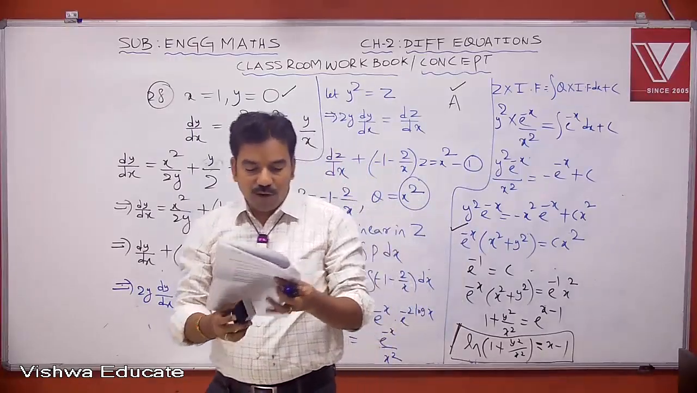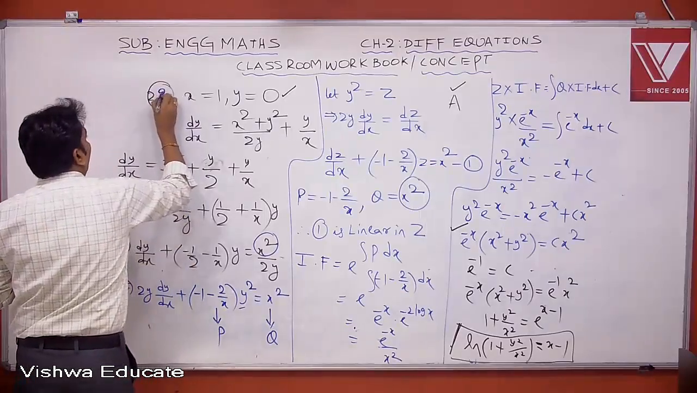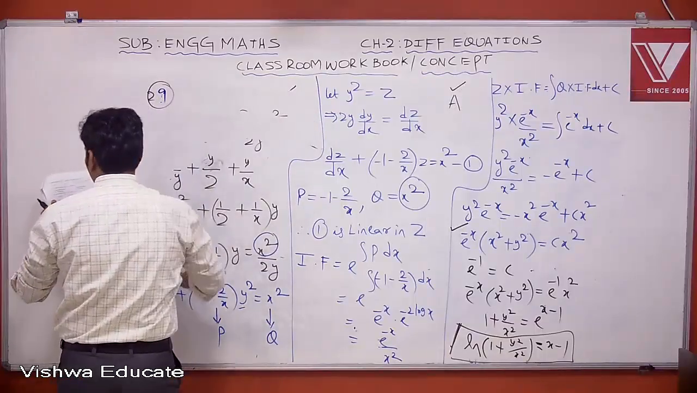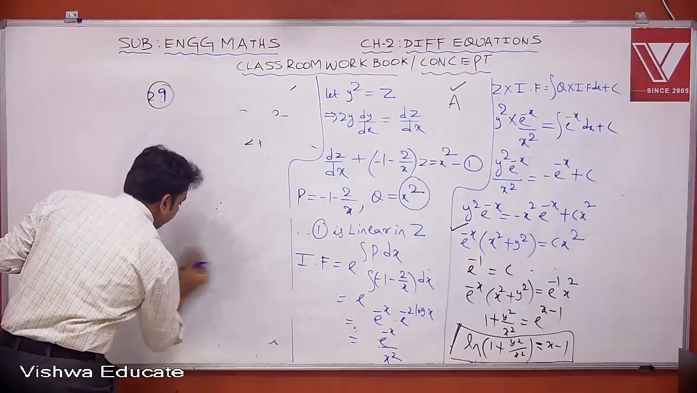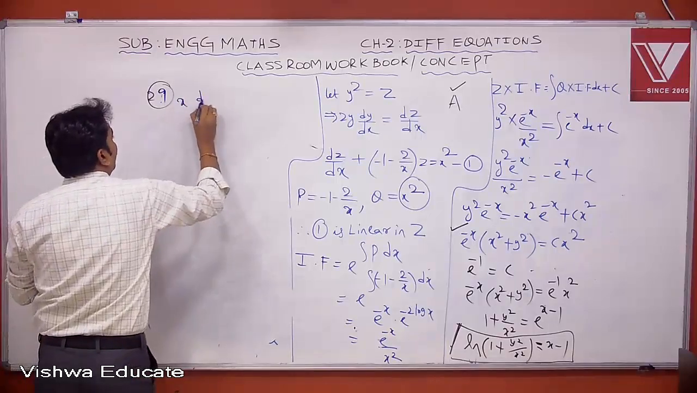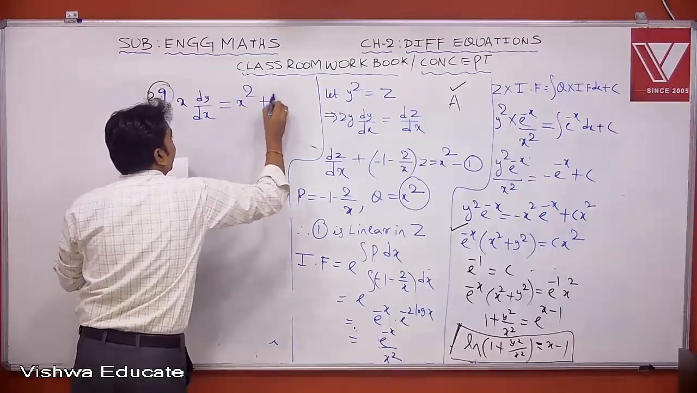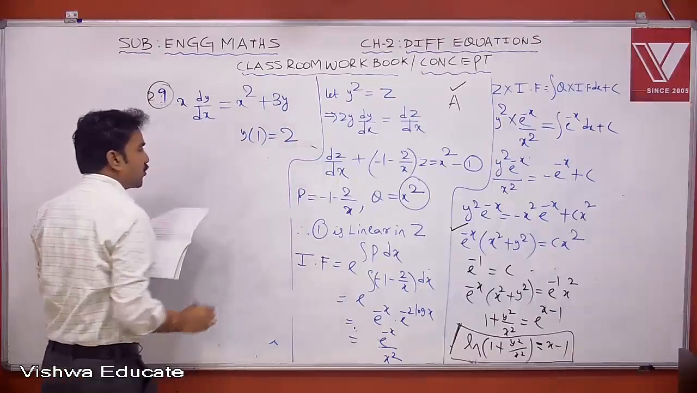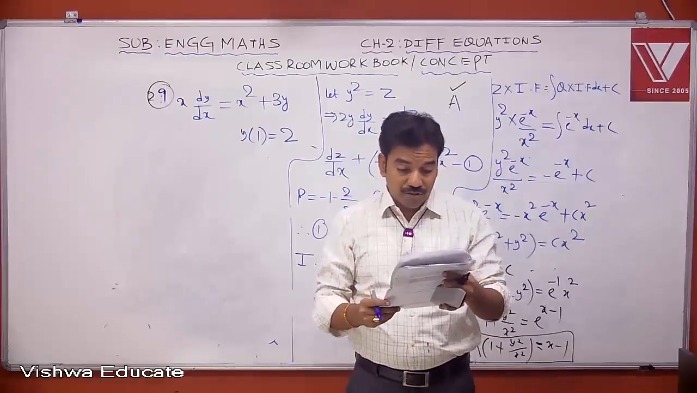Next we move to question number 29. The question is this. The solution of x into dy by dx equal to x square plus 3y with a boundary condition y of 1 equal to 2, several options are given. Now let us try to solve this equation just by verifying options.